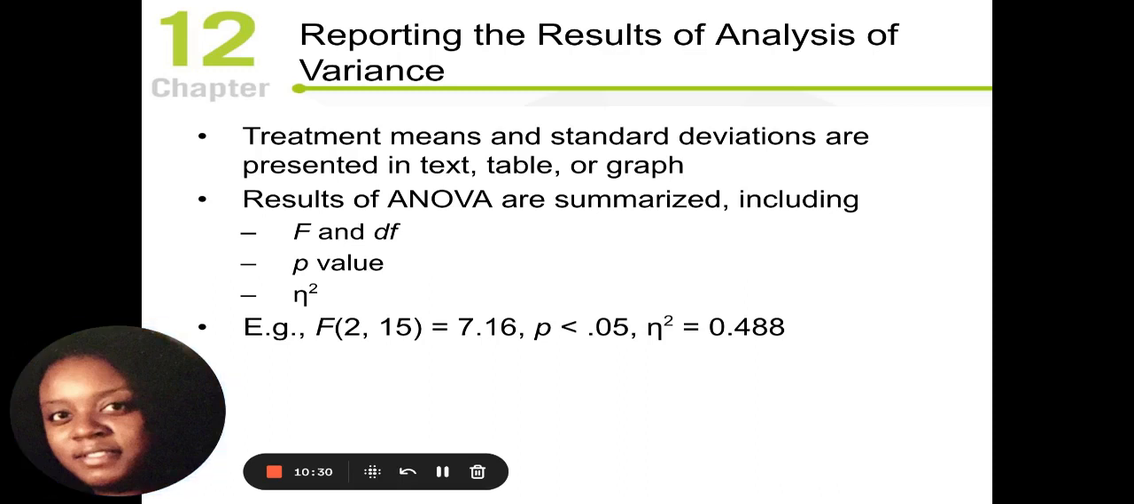And when we want to report the results of the ANOVA, the treatment means and standard deviations are presented in text, table, or graph, and those results are summarized using the methods that are shown on the screen, for example.